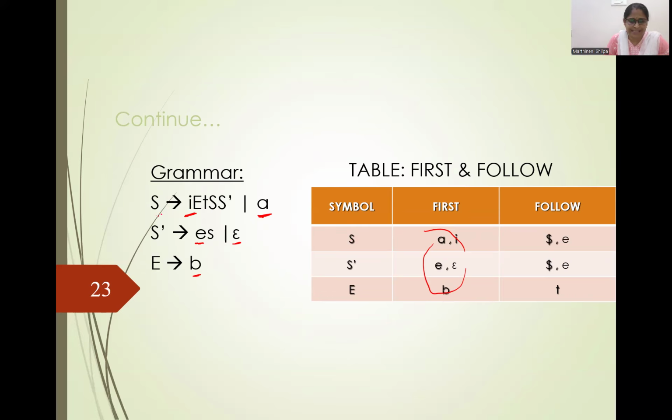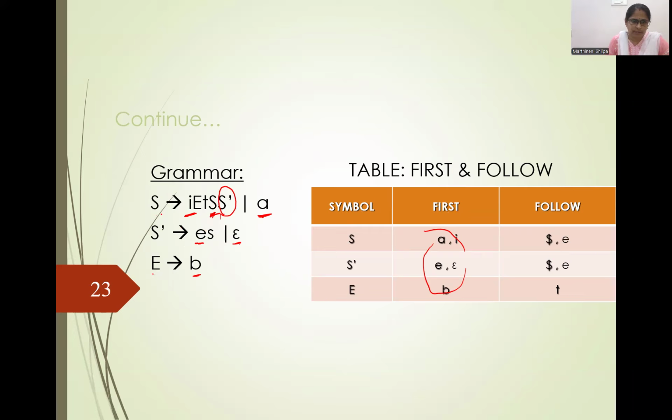Follow of S: as S is the start symbol, follow of S contains dollar, and here S is followed by S dash. That means follow of S can also be computed by computing first of S dash. First of S dash is e comma epsilon. So here we are going to include e, but not epsilon, because if we substitute epsilon, then follow of S becomes follow of S again.